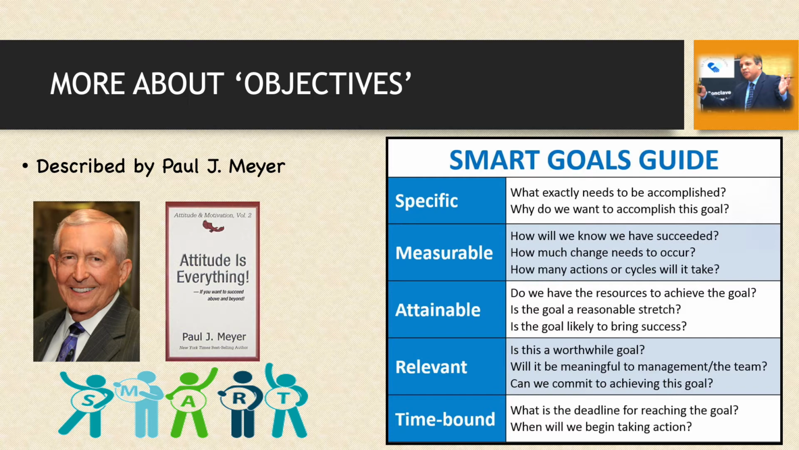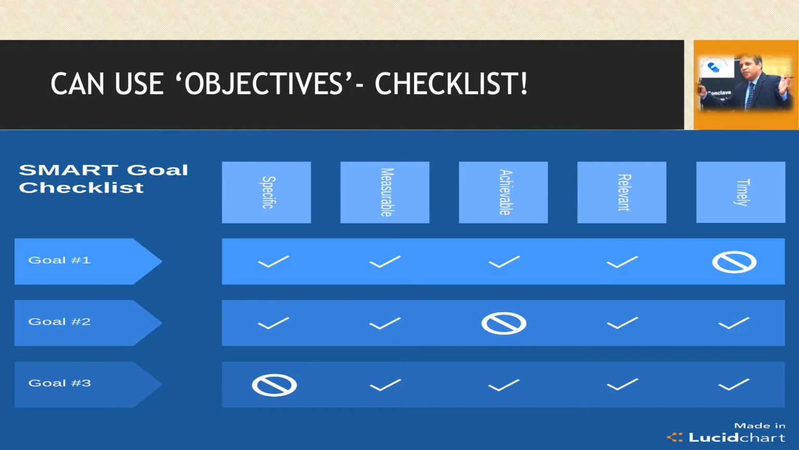Relevance: is this a worthwhile goal? Will it be meaningful to the management or the team? Can we commit to achieving this goal? Time-bound: what is the deadline for achieving this goal? When will we be able to begin to take action? You can plan a small checklist to see if your objectives are SMART.